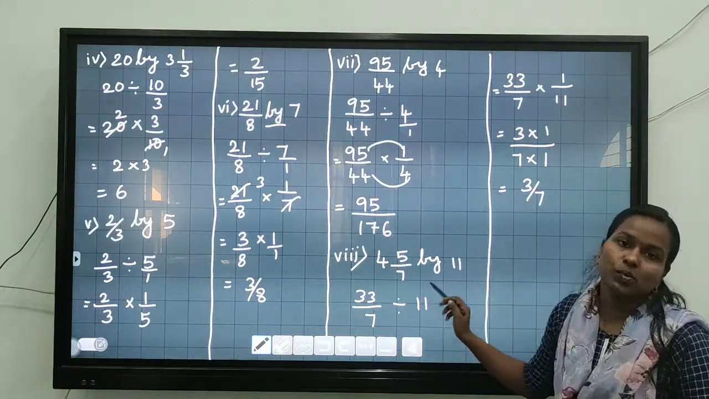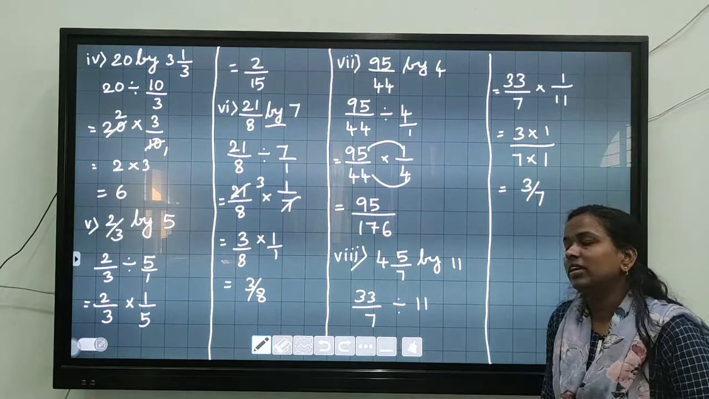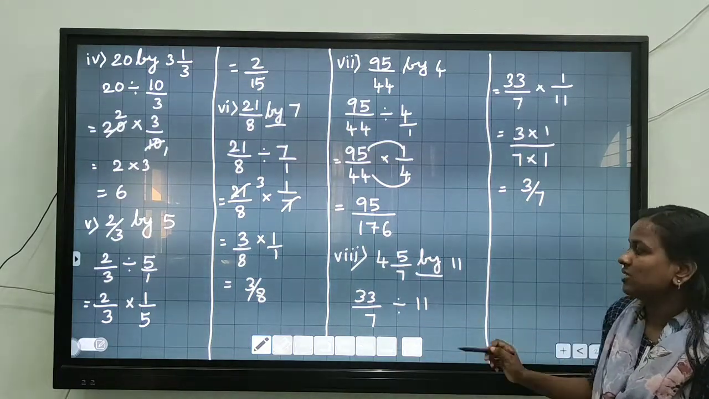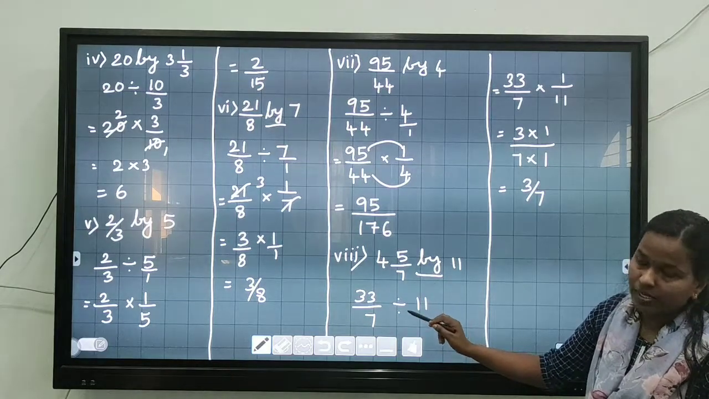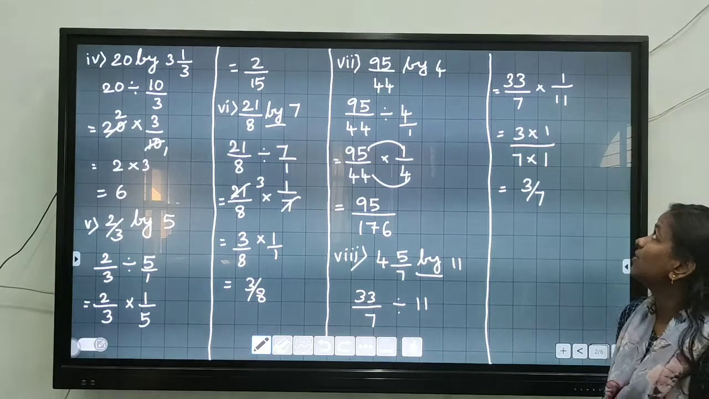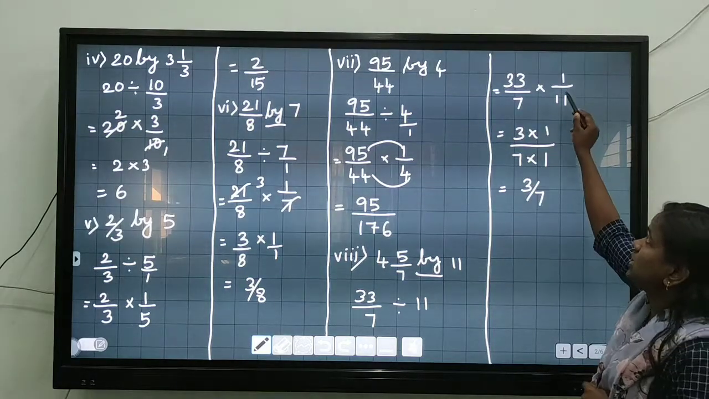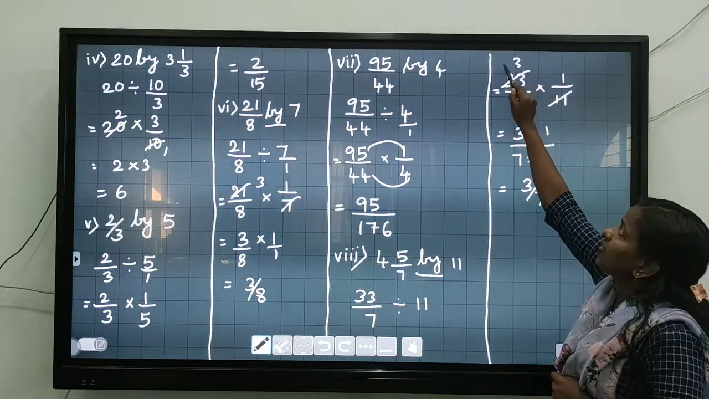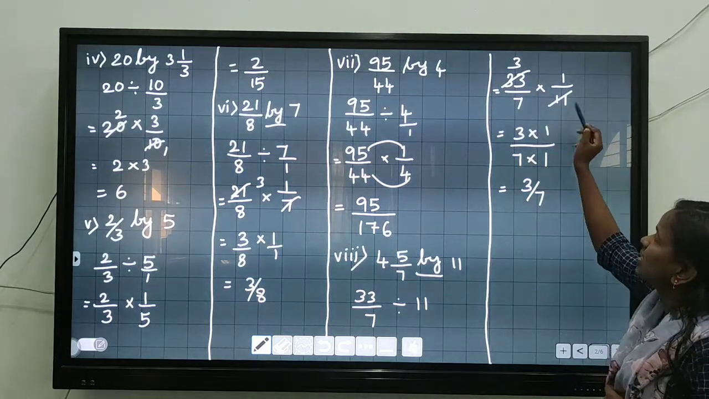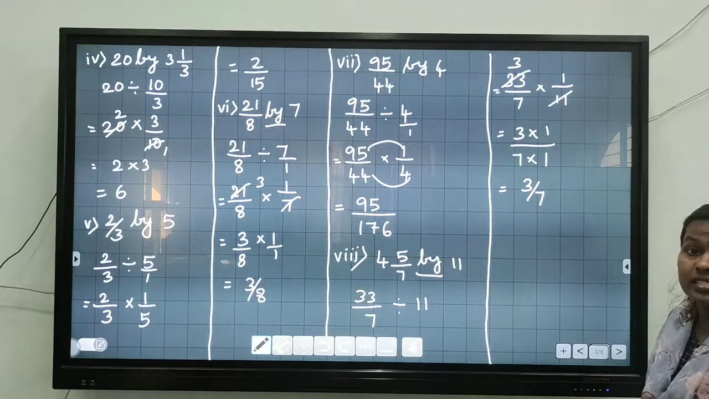Next one, 4 of 5 by 7 by 11. First I am changing this mixed fraction into fraction. So you will get 33 divided by 7. Change this by as division. Next step, you have to change this division as multiplication. 11, reciprocal of 11 is 1 by 11. So if you cancel this one, 1 11s are 11. 3 11s are 33. So what is the remaining? 1 3s are 3. Then 1 7s are 7. So our answer is 3 by 7.